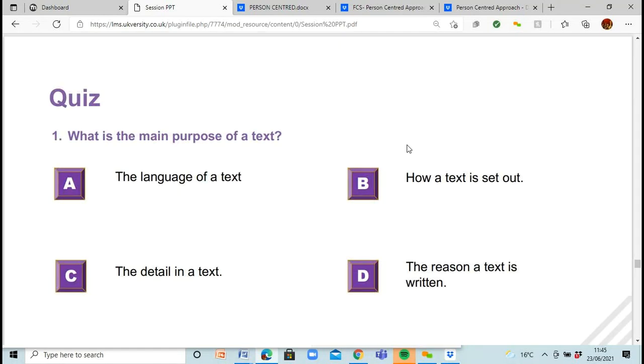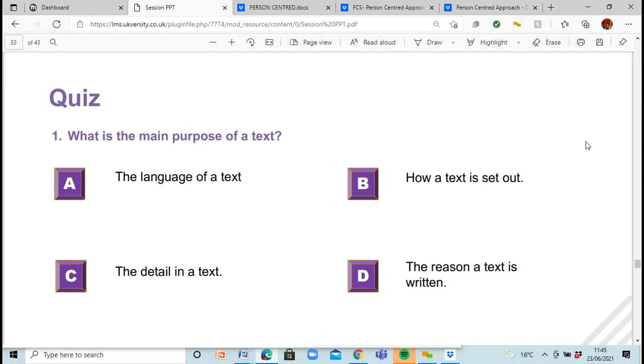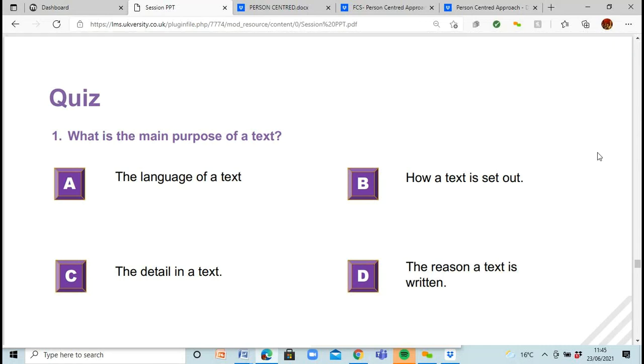So could you all unmute yourself, please? And I'd like you to take part in this quiz. Fantastic, thank you. So if you're all ready, we've got 3 questions today.